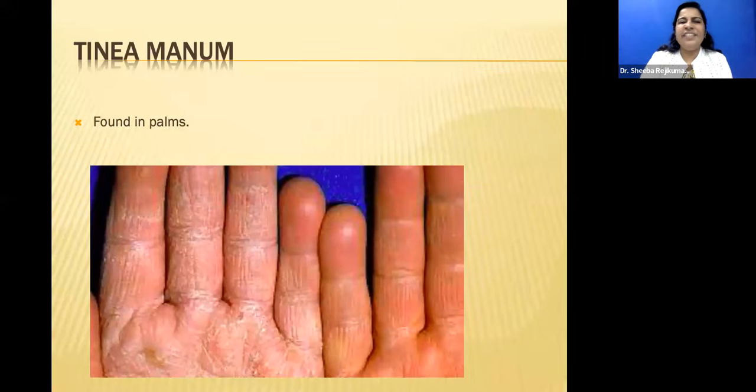Then this is a case of tinea manuum, which is found in palms. You get a lot of medicines. Okay, this is a sure case of homeopathy.